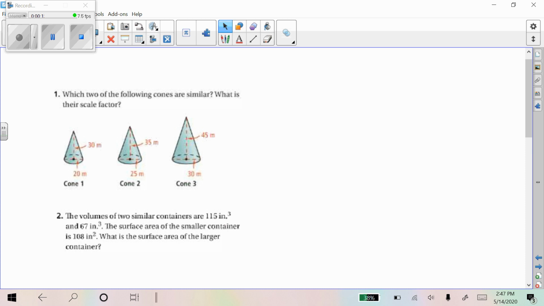This is some of the problems you had with the 11.7 assignment. It seems like a few people missed number 2 here, so let's talk about that one. The volumes of two similar containers are 115 and 67, so the ratio of the volumes is 115 over 67. The surface area of the smaller container is 108. What is the surface area of the larger container?